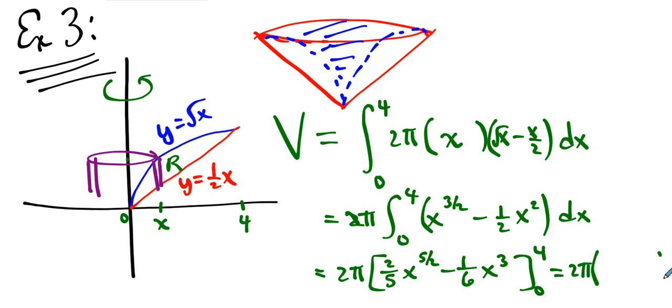Let's see, so 4 to the 5 halves, that's the square root of 4 raised to the 5th power, that's 2 to the 5th power, that's 32, times 2/5 is 64 fifths, and 4 cubed is 64, 64 sixths is 32 thirds, and whatever that turns out to be, it is. That's not the important part. The important part is this setup, and the important part is knowing how to find antiderivatives so we can use the fundamental theorem part 2.